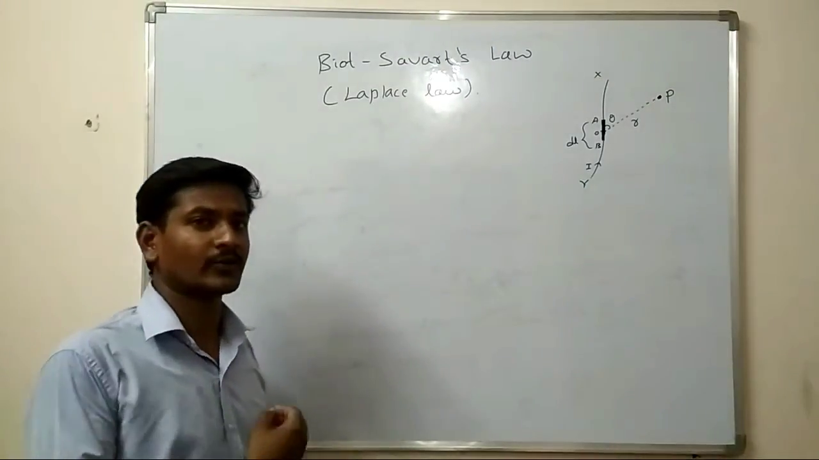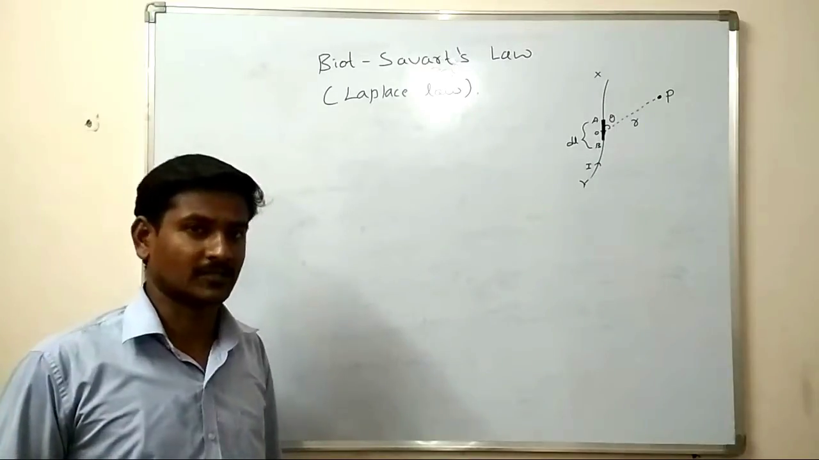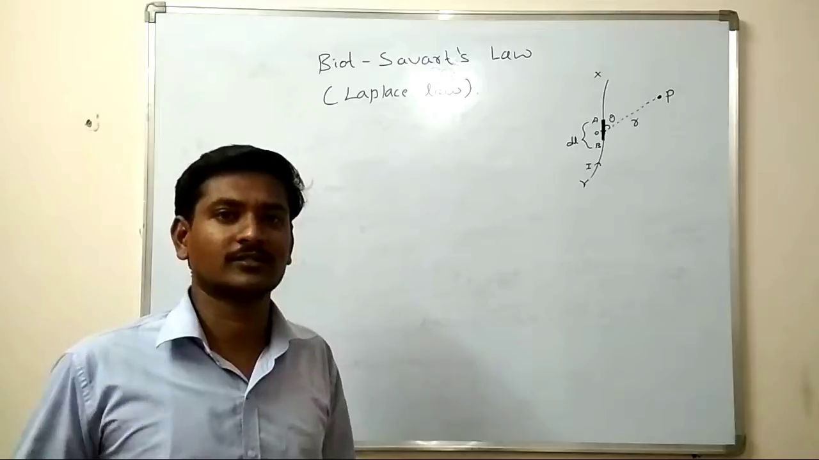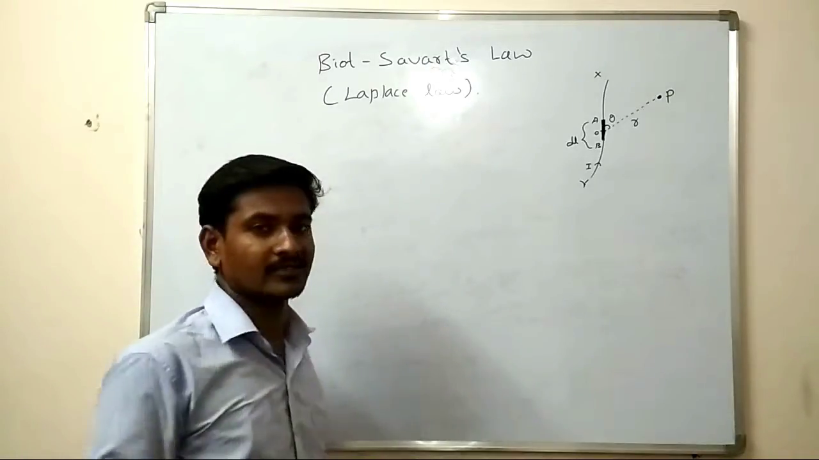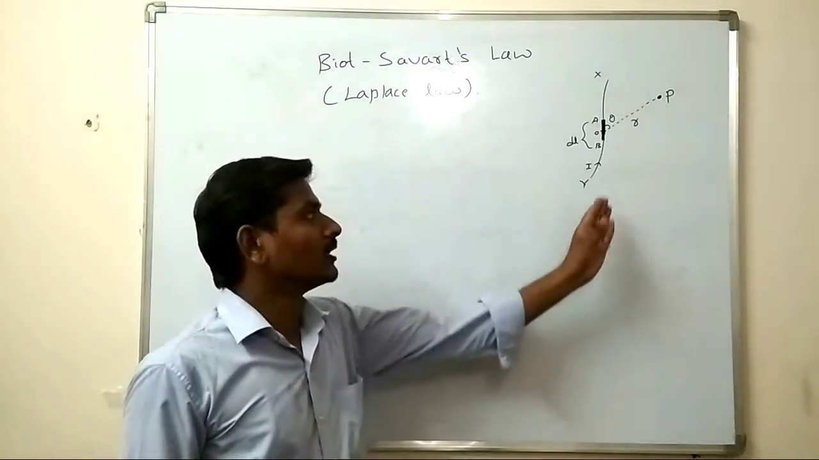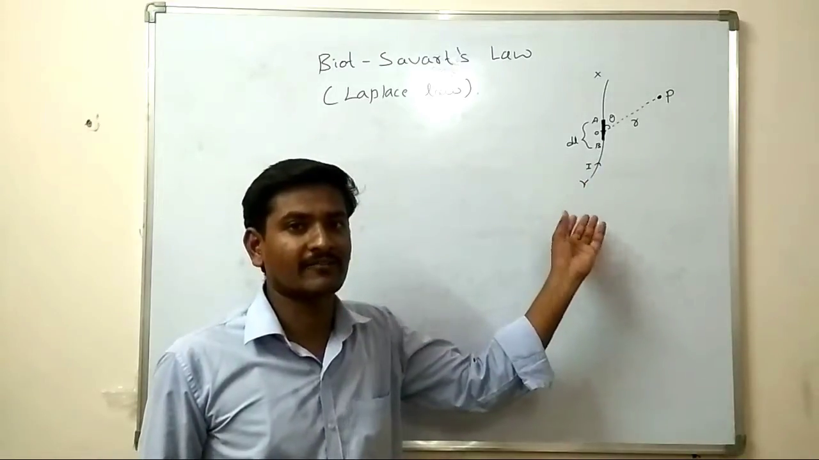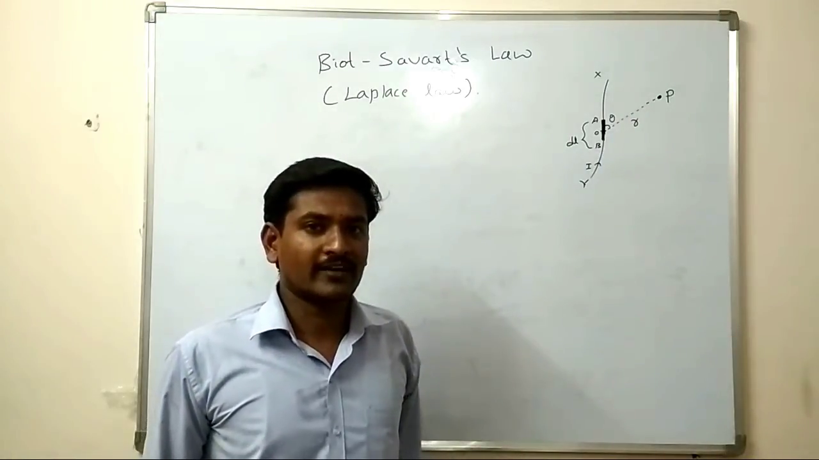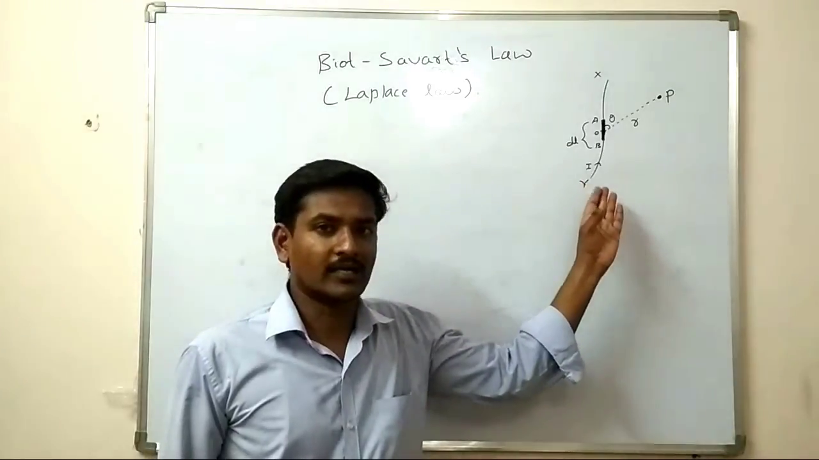In this video, I am going to discuss Biot-Savart's law, which is also known as Laplace law. We know that a moving charge will produce a magnetic field in its surroundings. Similarly, whenever we say that there is a current in a conductor, it is nothing but the rate of flow of charges. Therefore, the charges which are in motion inside the conductor should produce a magnetic field around its surroundings.